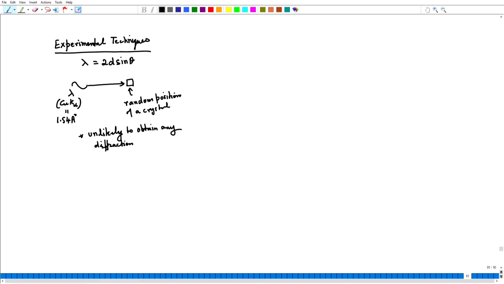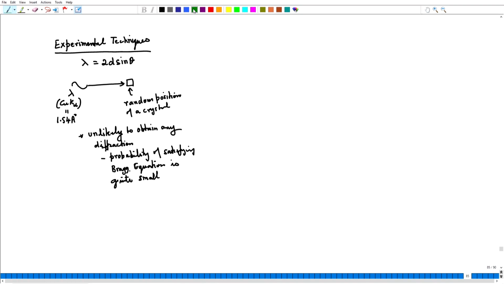And this is simply because the probability of satisfying Bragg equation is quite small. So, then our experimental techniques must be such that we are able to obtain not just one or two diffractions, but several diffractions for several HKL planes, then only we will be able to analyze the crystal.